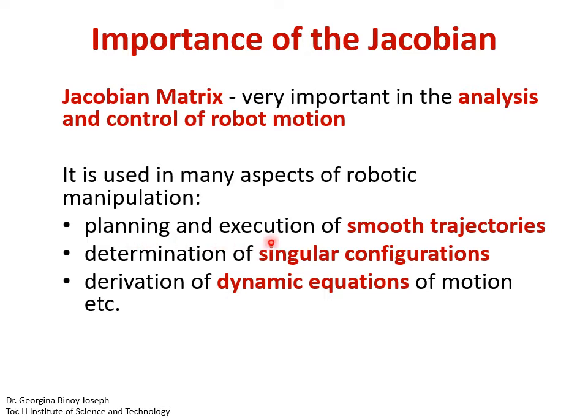It is used for planning and executing smooth trajectories, the paths through which the robot moves from one point to another, for example. Those are called the trajectories. To plan a smooth trajectory, Jacobian matrices can be used. We have studied about singular configurations in module 4. Determining singular configurations can be done using Jacobian matrices. And for the dynamic equations, which we will be studying in future lectures, for the derivation of those equations also, the Jacobian matrix can be used, and many other things in the analysis and control of robot motion.